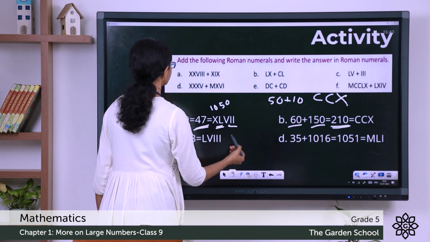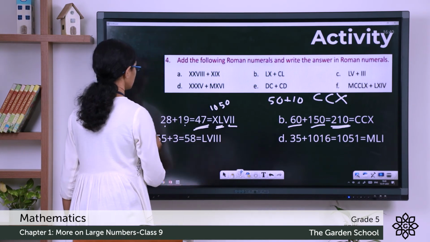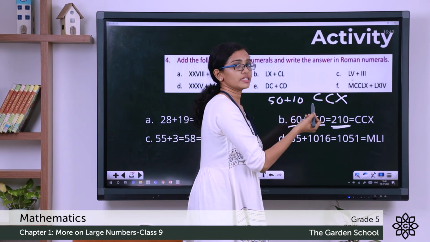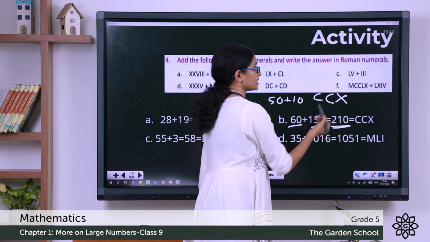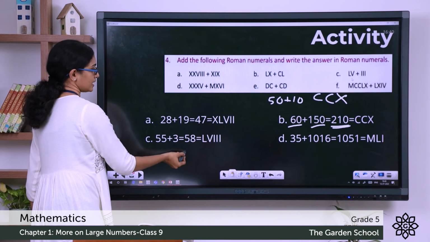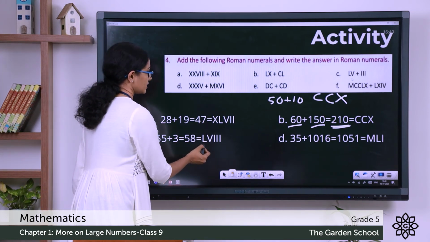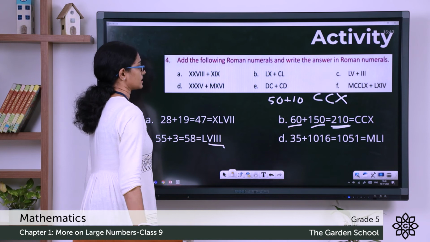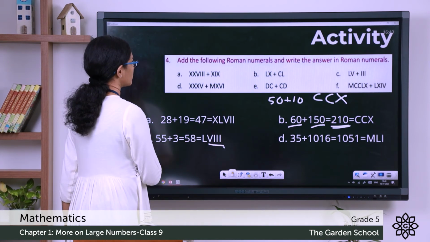Now let's see the next question. You have L and V. L is for 50 and V is for 5. So the total is 55. And you have a 3. So 55 plus 3 is 58. This is how you write it. For 50 you have written L and this is for 8. So this is the Roman numeral corresponding to 58.